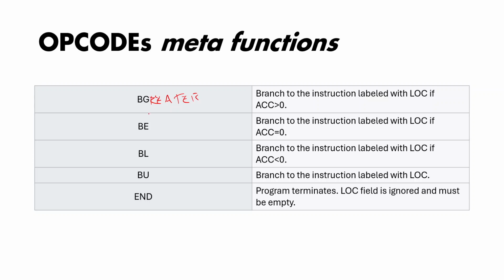This one is: if the accumulator is equal to 0, we branch to the instruction, so BE, like equal. And this one is: branch to the instruction if the accumulator is less than 0, and so BL, like less. And then this one is simply branching to an instruction irrespective of the value of the accumulator. And then finally, END is just the program terminating. This one's special because the lock field is ignored, which is the case that I mentioned earlier.